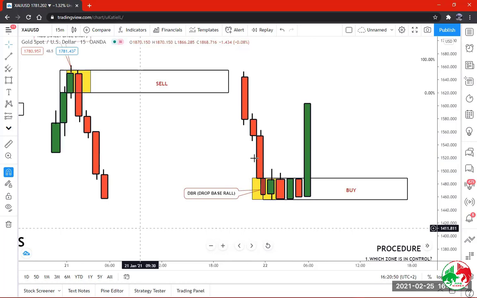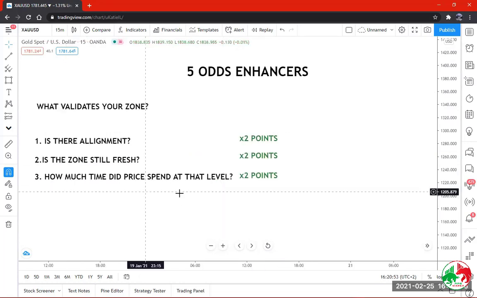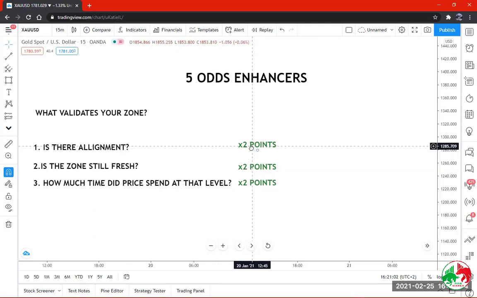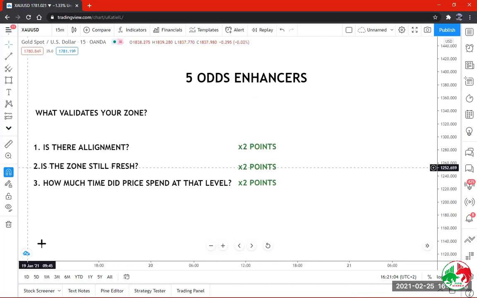So if price spends very little time on the zone, then it's 2 points. That makes it 6 points. We're already up 6 points.